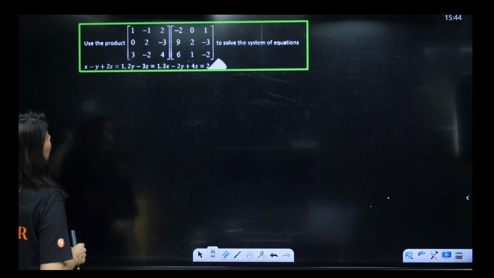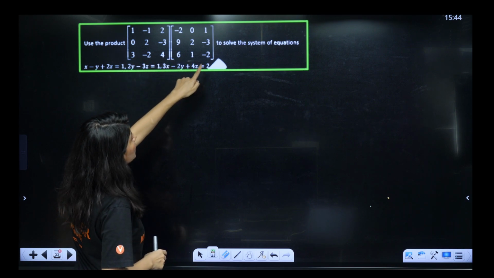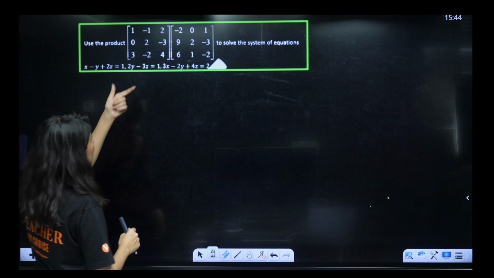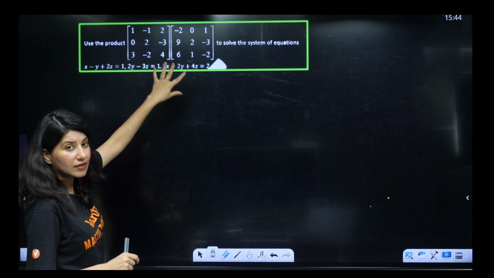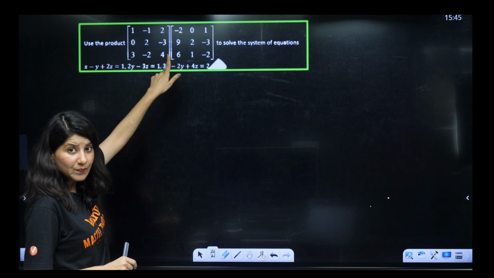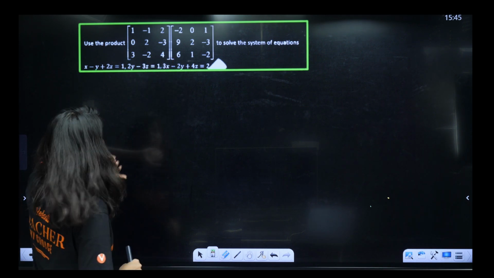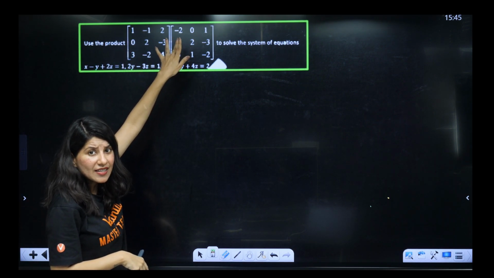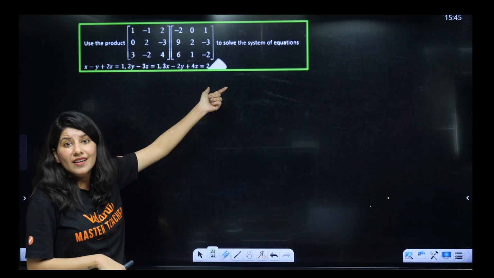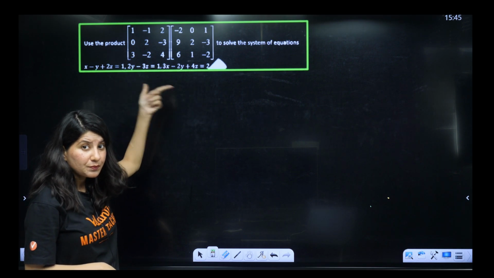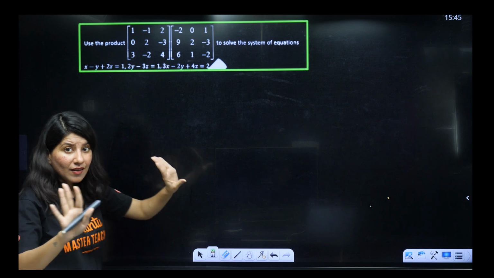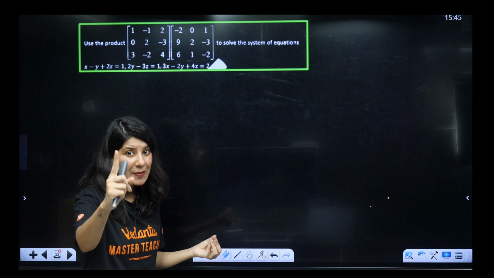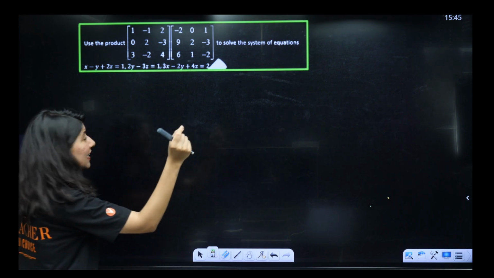Okay. So what they are saying is use the product to solve the system of equations. Okay. Use the product. So first of all, they are asking about the product. So if I just multiply them, what will happen? And one more thing: what is the relation of the product of these two matrices with this system of equations? I don't know if you are noticing or not, I don't know how many of you have great observation skills, but I would like to get your attention over here.